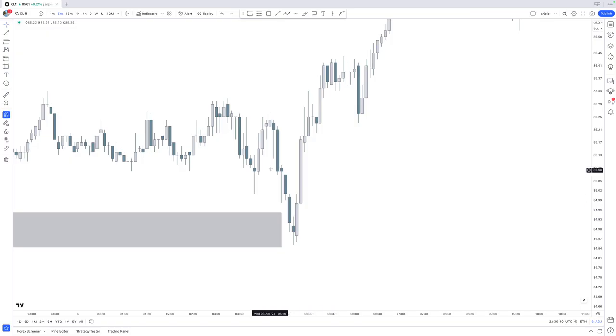That is not relevant. As long as we have those two sharp turns, or those two fair value gaps going in and going out, that creates the sharp turn.